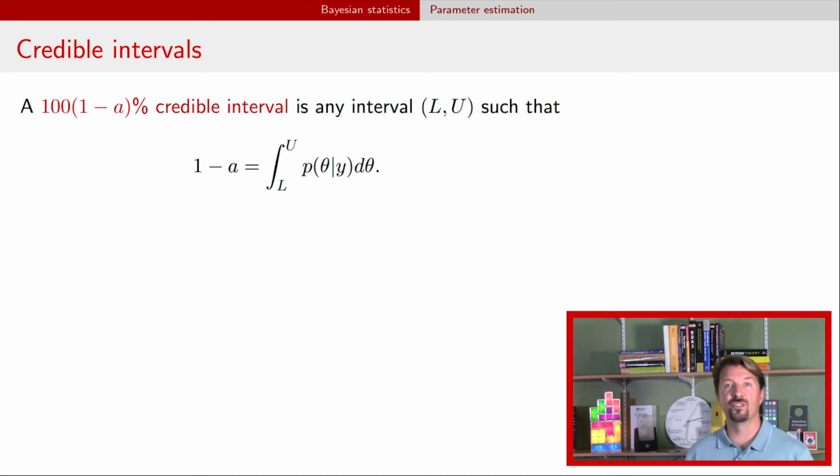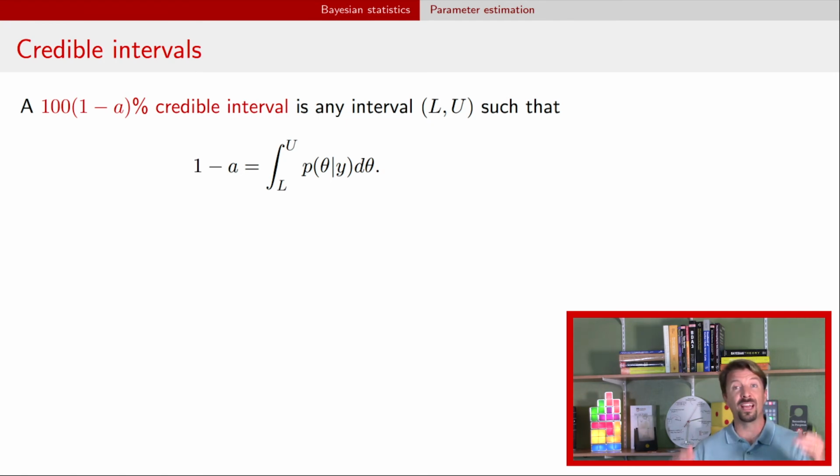So here we're going to introduce the generic notation for a 100(1 minus a)% credible interval. If this is your first time seeing any kind of credible intervals or confidence intervals, then think about a as being sort of an error rate. And typically a is pretty small. A common value for a will be 0.05. And if a is 0.05, then we're going to construct a 95% credible interval.